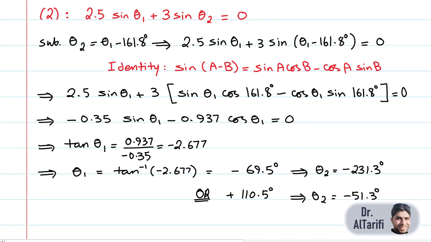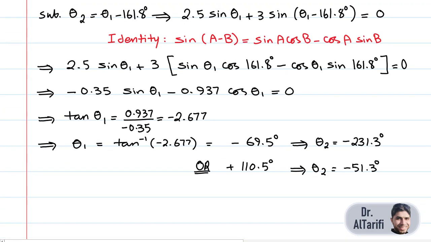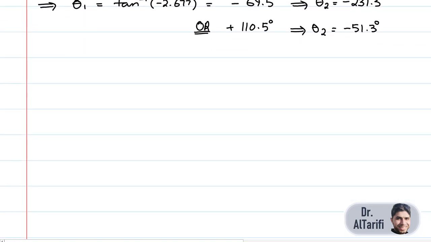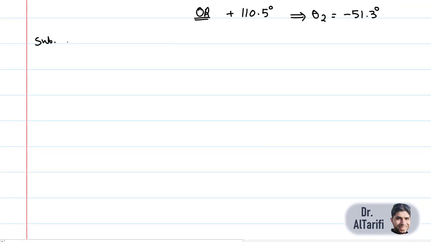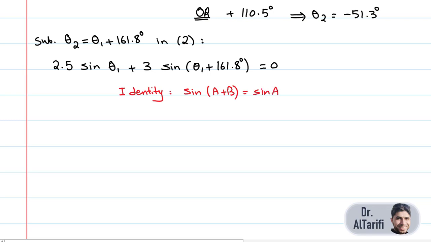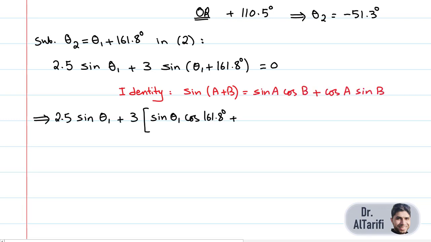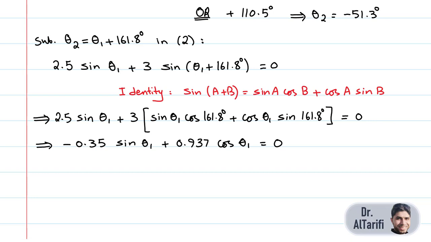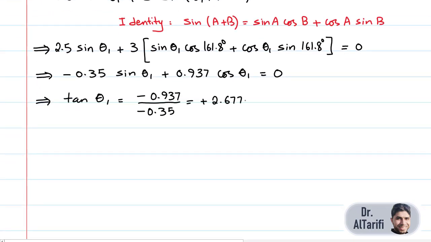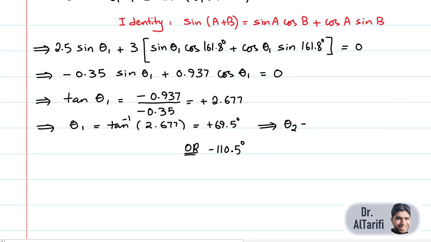So now we have two pairs of solutions, or let's say possible solutions. But we are not done yet. We have to do this again for the other relation, theta 2 equals theta 1 plus 161.8 degrees. We follow a very similar procedure as the first one and obtain another two pairs of possible solutions: theta 1 equals 69.5 degrees, with theta 2 equals 231.3 degrees. And the other pair is theta 1 equals minus 110.5 degrees, with theta 2 equals 51.3 degrees.